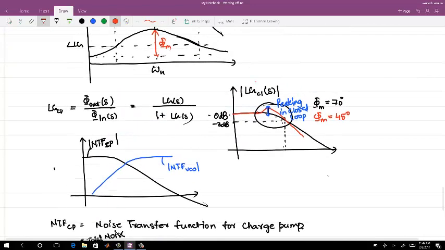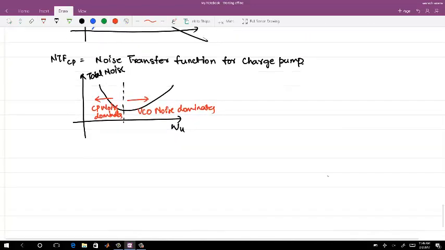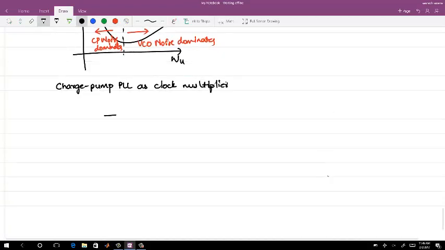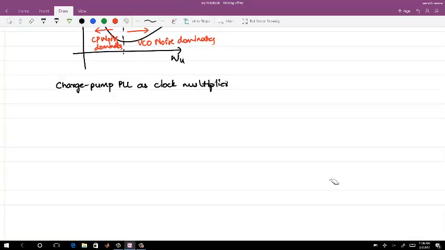So this part completes a very basic design of a charge pump based PLL. The only thing you would all have noticed is that I have not used this as a clock multiplier. I have a gain of 1. So what changes if I want to use a charge pump PLL as a clock multiplier? Let me draw the diagram for that.